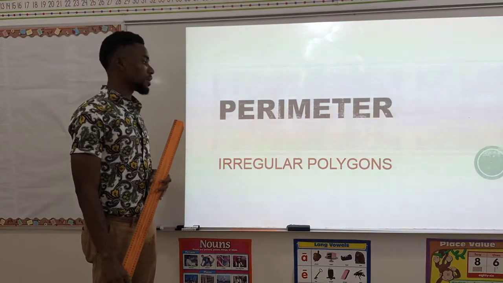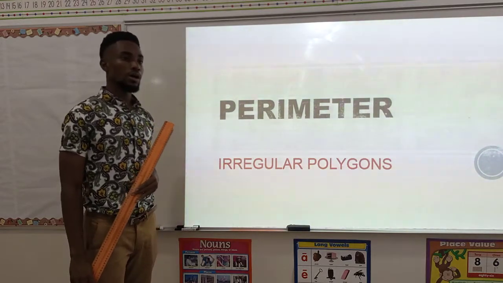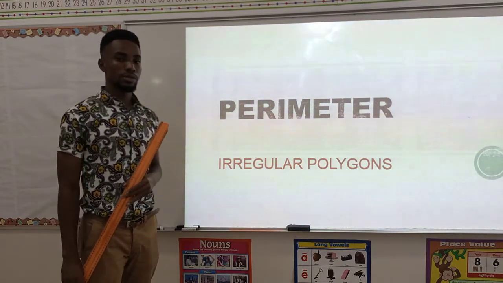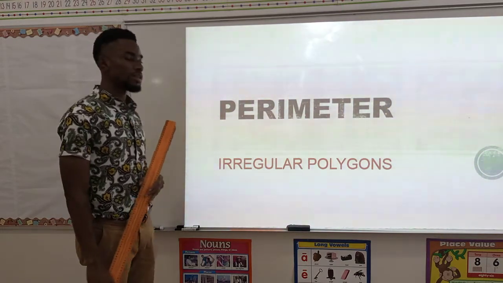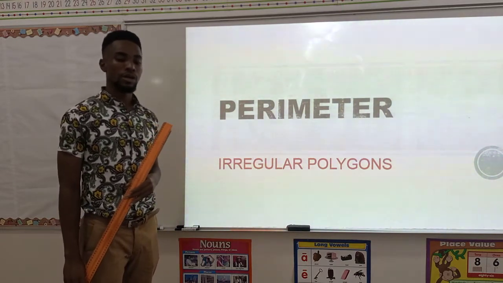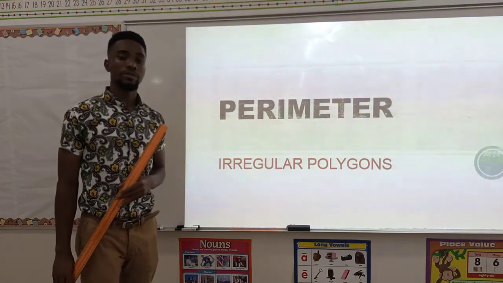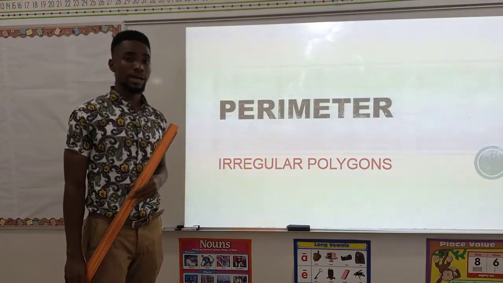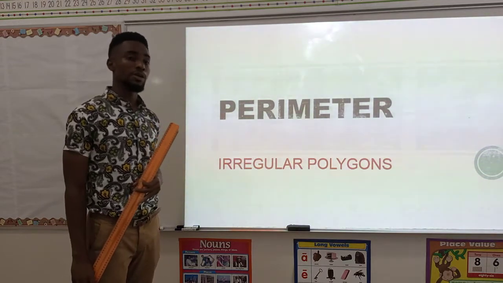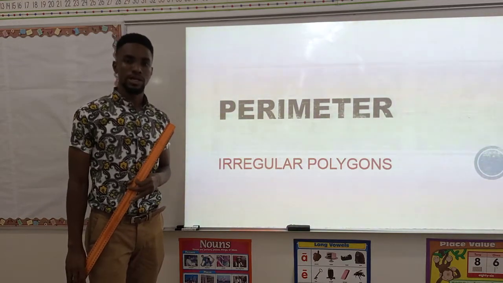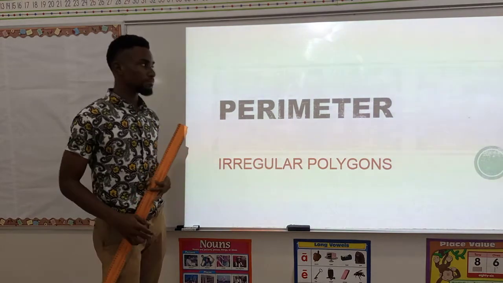We are going to be talking about perimeter of irregular polygons, and we are going to be finding the perimeter of some irregular polygons. Now we have already found perimeter of regular polygons by addition and by multiplication. Today we are finding the perimeter of irregular polygons by addition.